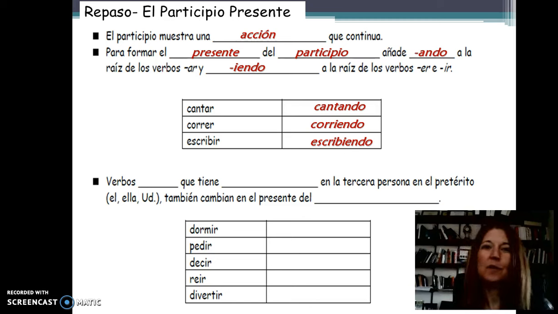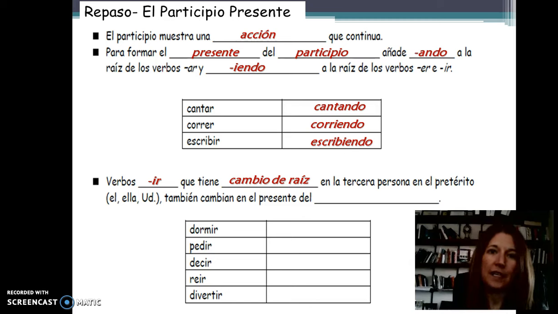Bueno, vamos a continuar. We've got some special cases, so let's take a look at those right now. Los verbos ir, so those are IR verbs, only IR verbs. So let's get the ER and the AR verbs out of our mind. Que tiene cambio de raíz en la tercera persona en el pretérito, como él, ella, usted, those are the subjects for the third person, también cambian en el presente del participio. Whoa, stop the madness. Let's see what that is.